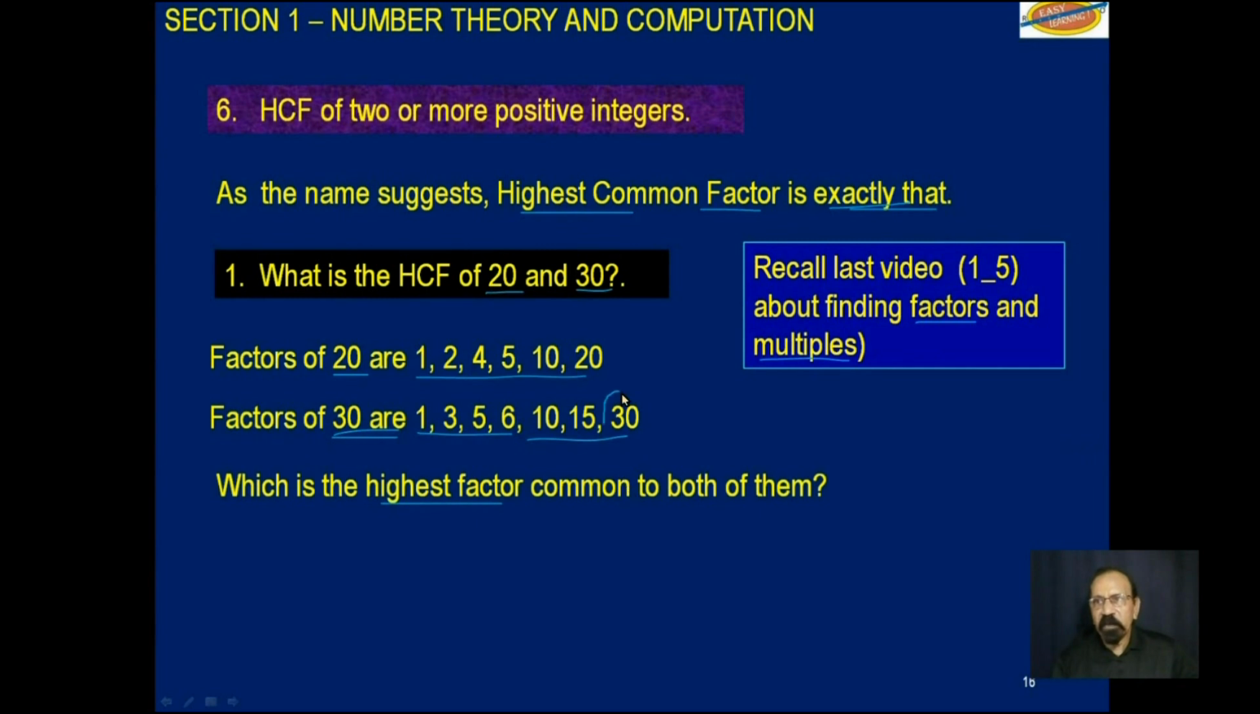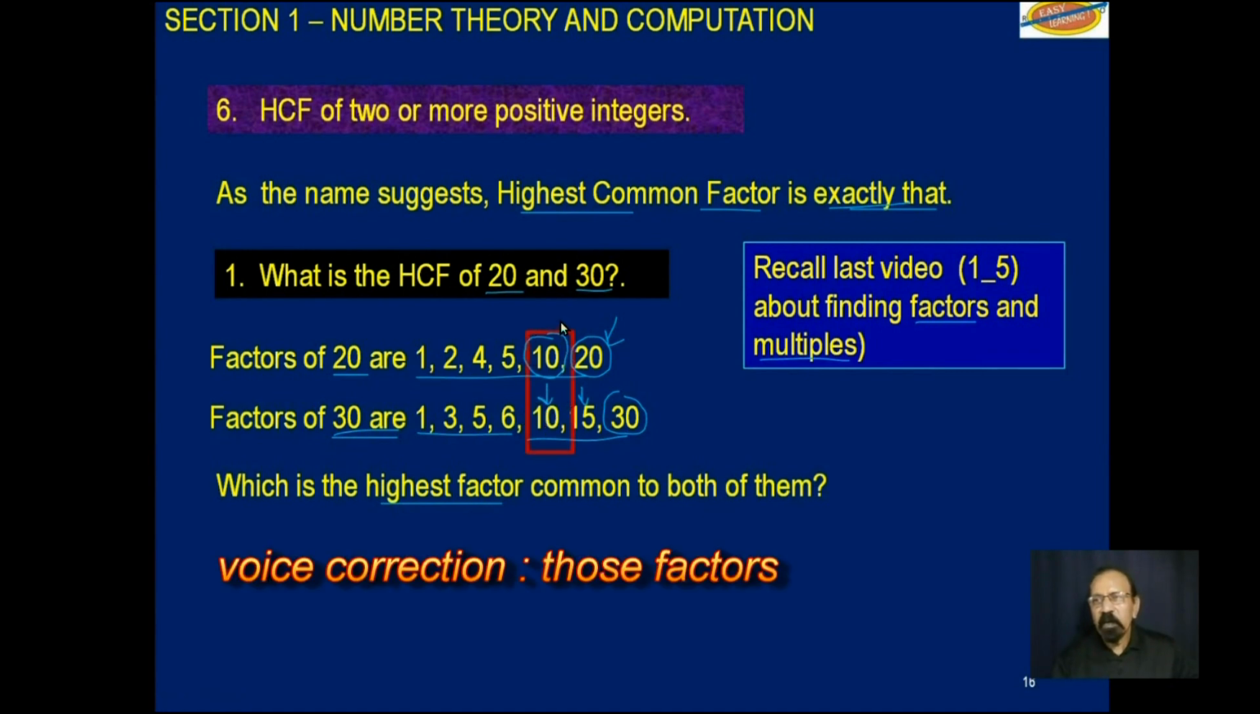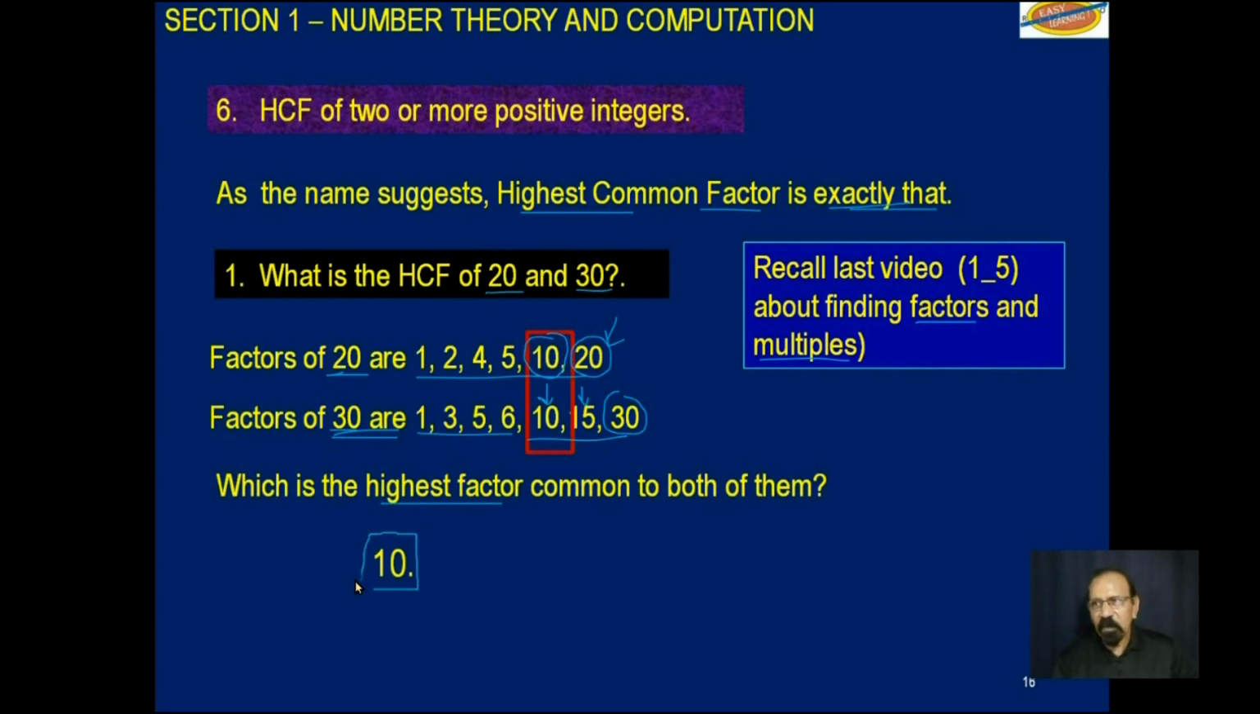So we look at this 30, is 30 over here? No. We look at that 20, is 20 down here? No. We look at this 10, is 10 down here? Yes. So those factors that are common to both 20 and 30 would be 10 and 10. So what do you do? You pick that, and that is it. It is the highest common factor. You don't have to do anything else with it. You just pick it. If you do it this way, HCF of 20 and 30 is 10.